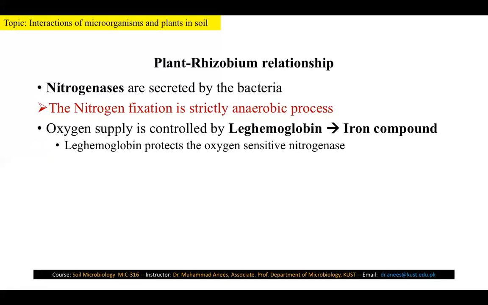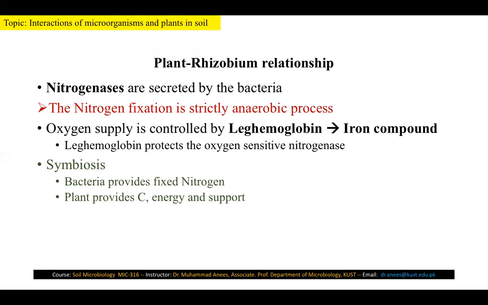Actually, a specific compound is produced that is known as leghemoglobin. This leghemoglobin contains iron. It's an iron compound. It's reddish in color, and it actually binds oxygen with it and protects the nitrogenase system that is sensitive to oxygen. So this is how symbiosis proceeds.